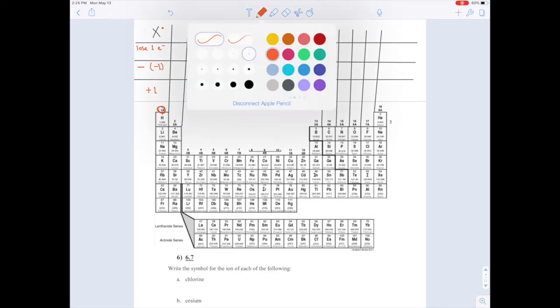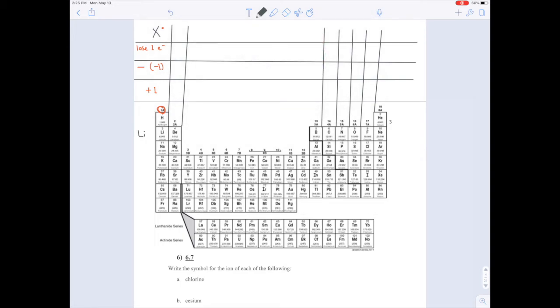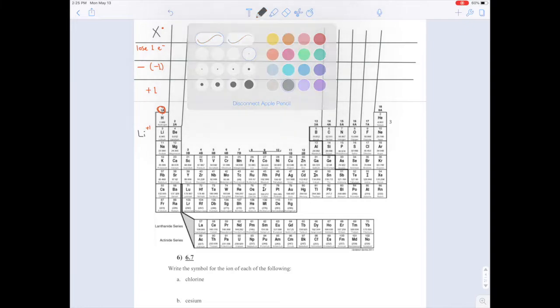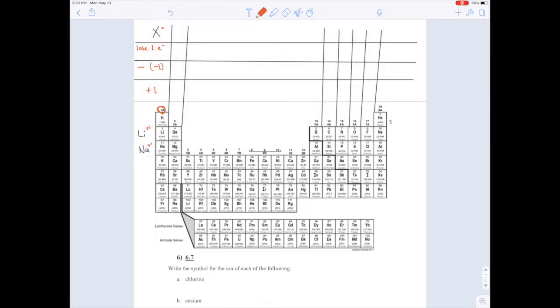So anything in column 1A, when it becomes an ion, will have a plus 1 charge. For example, lithium would have a plus 1 charge. Sodium would have a plus 1 charge. Potassium would have a plus 1 charge because all of them would lose 1 electron in order to have all of their electrons paired. And by losing an electron, it loses a negative charge. Minusing a minus is a positive. So anything in that column will have a plus 1 charge.